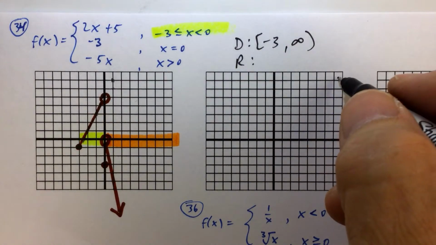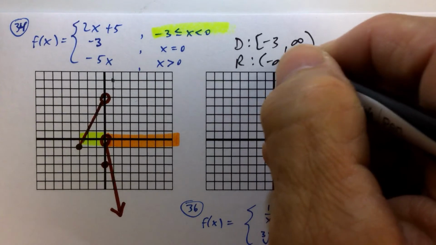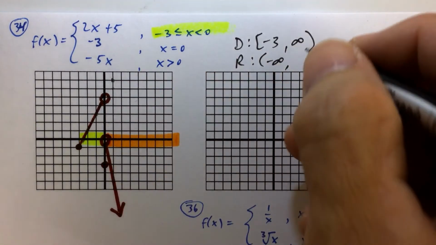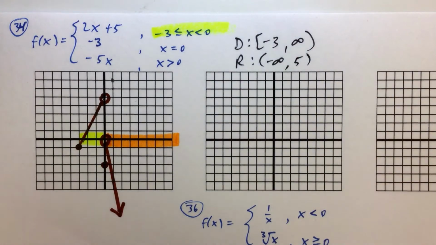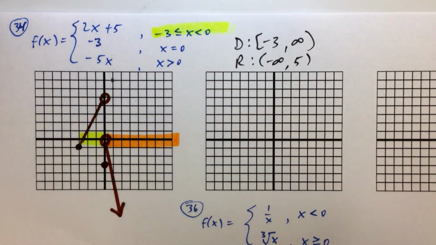Looking at the range of the function, we can see we're using all the y values from -infinity all the way up and up and up until we get to 5, but we're not including 5 as well. Is this function continuous? No, it's not continuous, because you're jumping around. You can't just draw the graph without lifting your pencil. And that's it for number 34.